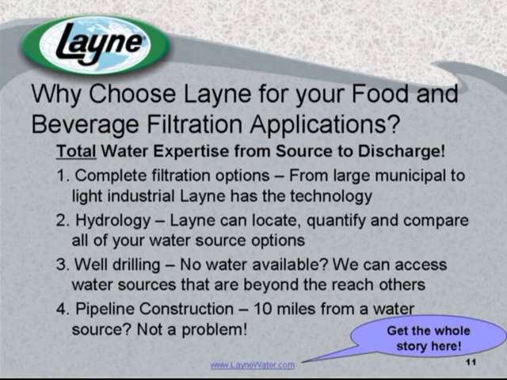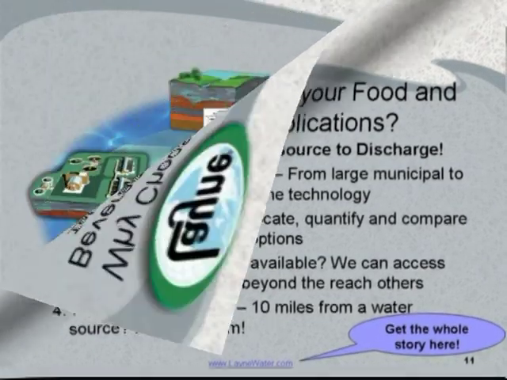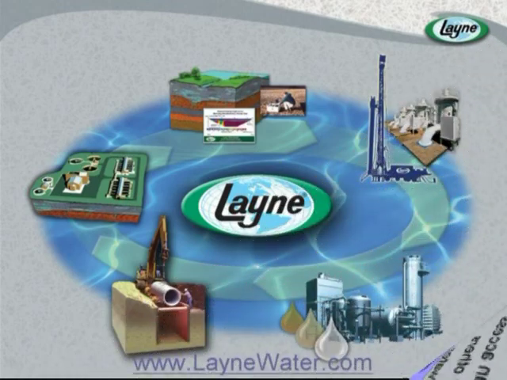And then once it comes inside your facility, having the ability to bring to bear the entire filtration options from granular all the way through to reverse osmosis. That's the reason why Lane should be your choice.